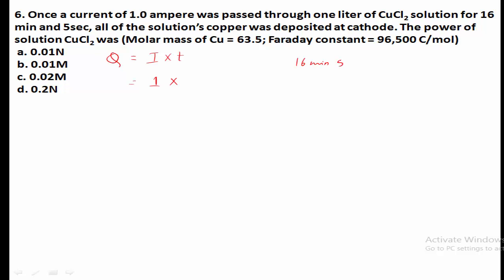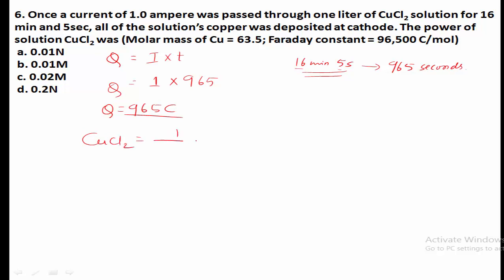16 minutes 5 seconds is equal to how many seconds? You will get 965 seconds, since 16 minutes means 960 plus 5 seconds. So 965 seconds. I have converted that into seconds. Therefore, Q is equal to 965 coulomb. This is the charge. Now, the CuCl2 power of the solution is equal to 1 divided by 2 into 96,500 into 965, which is 1 divided by 200. So you will get 0.02 N.